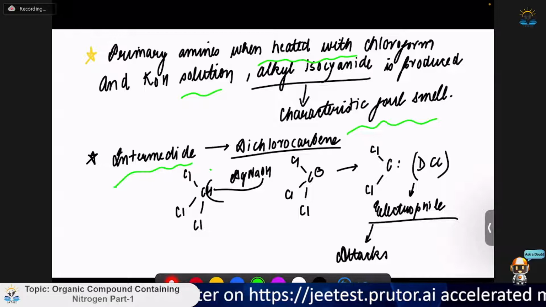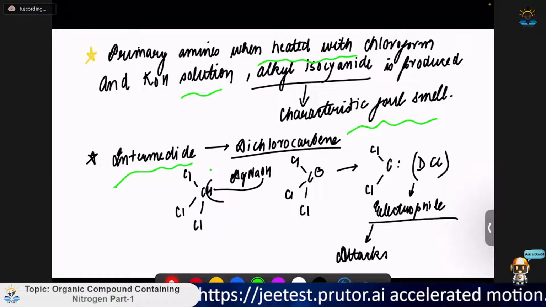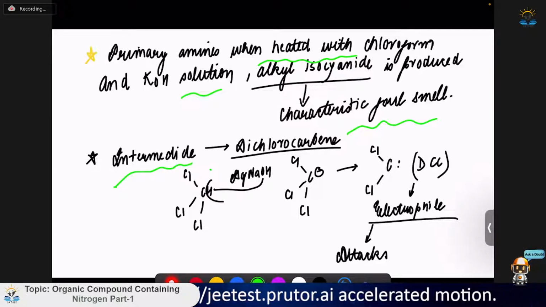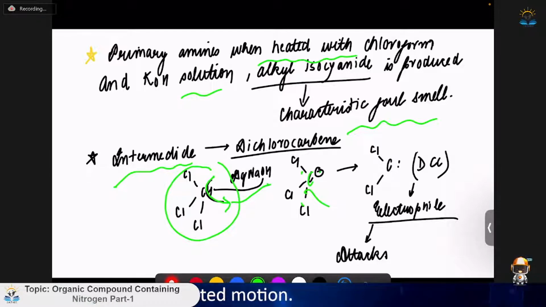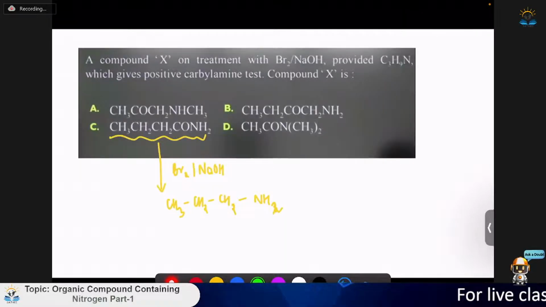This is CHCl3. What happens when NaOH comes? This H plus gets combined with OH minus to form water, and here it will be given a minus charge. Now this Cl also leaves, and we are left with dichlorocarbene. That is the electrophile which will attack on the amine group to form alkyl isocyanide, which has a foul smell.